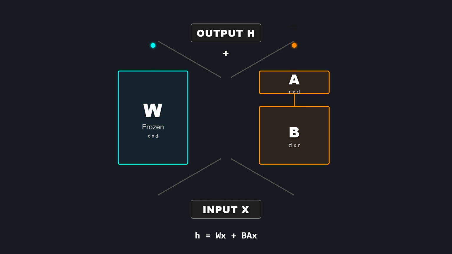We perform two smaller matrix multiplications instead of one large operation. The computational overhead during training is minimal. This parallel path ensures the original knowledge stored in W is preserved completely. The base model knowledge acts as a strong regularization term.